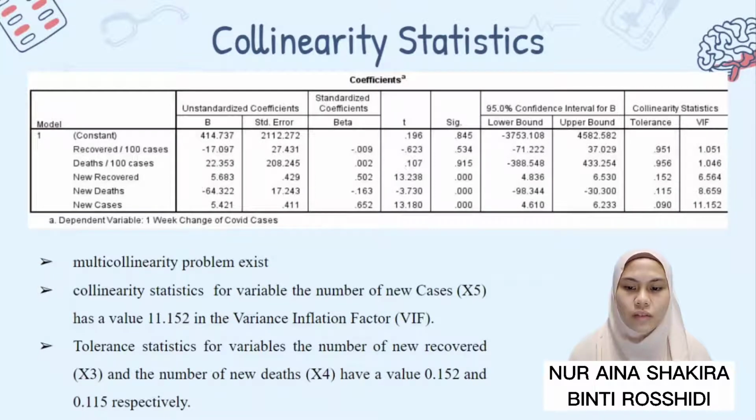From this table, there is a multicollinearity problem in this dataset. This can be seen from the given output above, where the collinearity statistic for the variable number of new cases has a value of 11.152 in the variance inflation factor. Multicollinearity exists when the value of VIF is more than 10. The tolerance statistic for the variables number of new recovered and number of new deaths have values of 0.152 and 0.115 respectively. Even though the value of TOL is below 0.2, we cannot conclude that multicollinearity exists because the VIF value for both variables is not above 10.